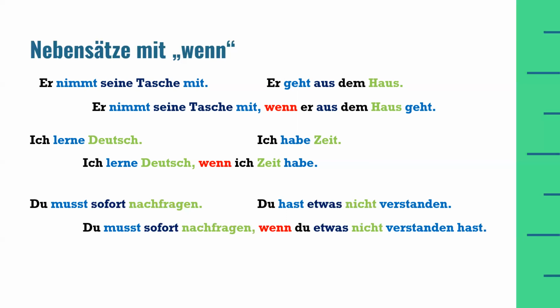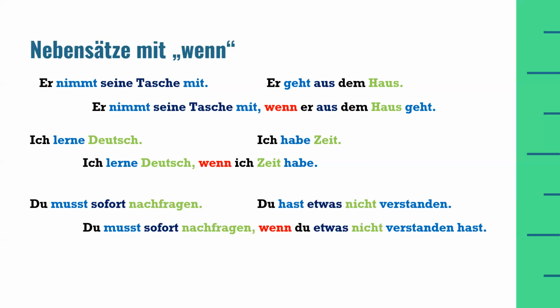Here in the Nebensatz, we have started with wenn. Then comes the subject of the sentence, which is du, then etwas nicht, and then comes verstanden, which is the Partizip zwei form of verstehen, which means to understand. And then we have put hast at the last position of the sentence.